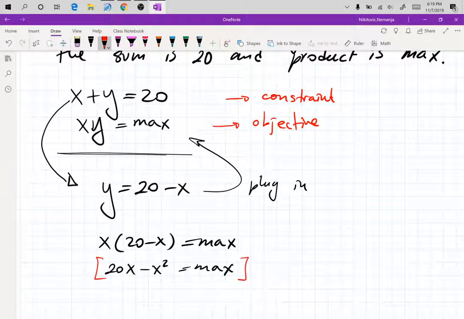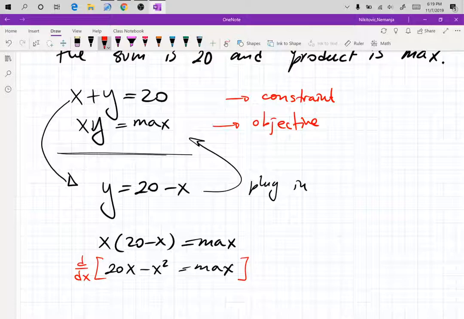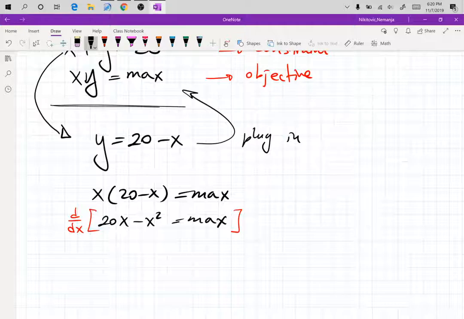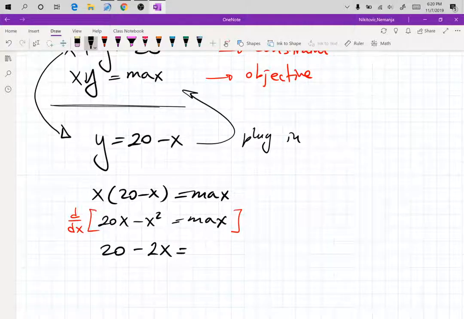When you combine two equations and eliminate one of the variables, you differentiate with respect to the variable you have, in this case x. And then we have the derivative of 20x is 20, and then minus the derivative of x squared, which is 2x. And what is the derivative of a maximum? Well, maximum is some number, right? Because all of this equals some maximum, and that maximum is a number, so its derivative is always 0.